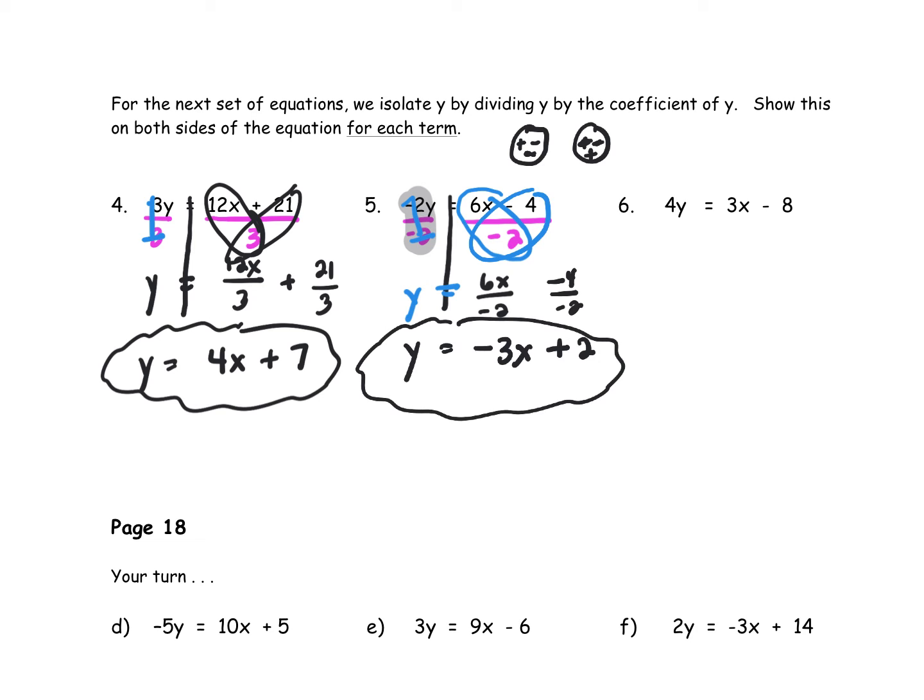Let's try our last one. We're going to start by building our wall. We want the coefficient of y to eliminate, so we're going to divide by 4. And we're going to do that on both sides, the entire side. So now this eliminates, leaving y. And 3x divided by 4, we're going to deal with that in just a minute.